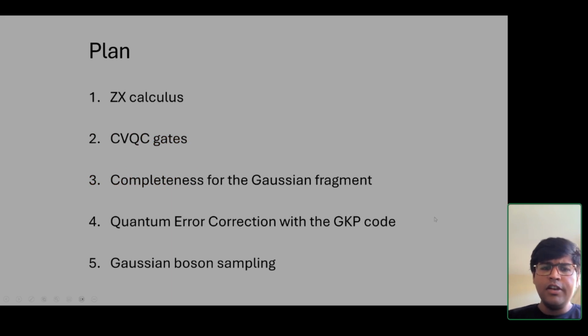So first, I will introduce the graphical language for infinite dimensions, which is going to be a version of ZX calculus, and then I'll talk about how we can represent these simple gates that you encounter in continuous variable quantum computing as ZX diagrams. Then I will show that the calculus that I presented is already complete for the Gaussian fragment. Here the Gaussian fragment means the classically simulable part of CV, so in analogy with Clifford plus T, this is the Clifford part. And finally, I will describe two applications in quantum error correction and Gaussian boson sampling.